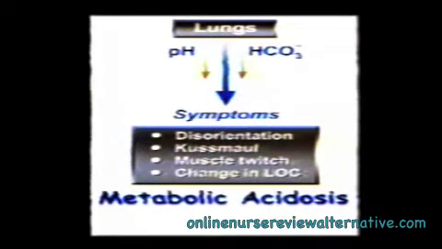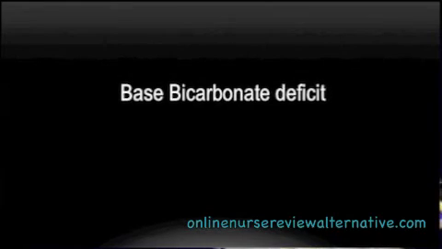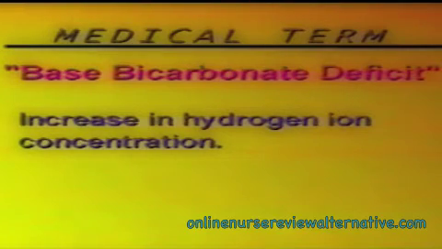Now, while you're looking at that, think about what causes acidosis. Remember, it is a base bicarb deficit. That means you have an increase in hydrogen ion concentration. You have more hydrogen ions now than you had when homeostasis, or that balance, was maintained.